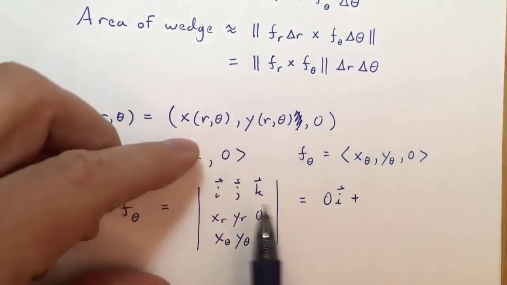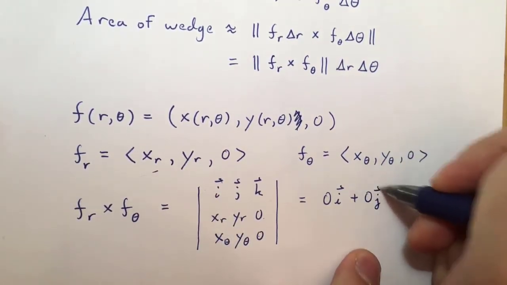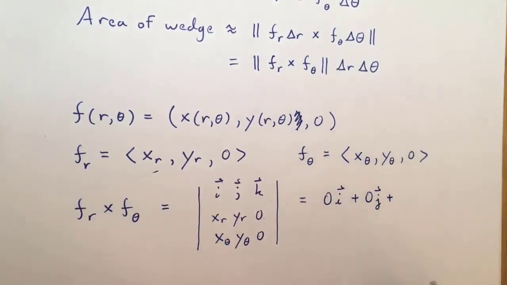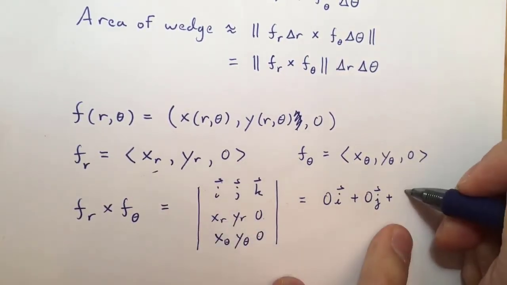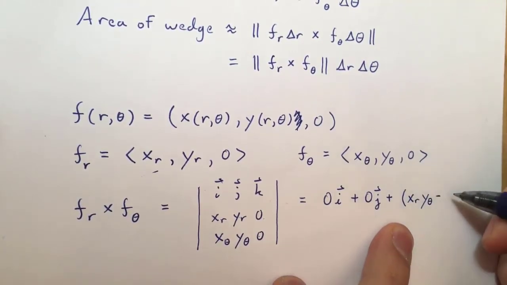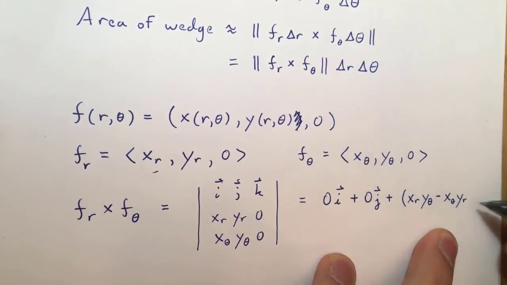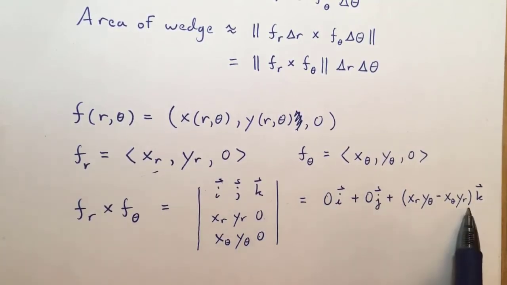What about the j component? Well, now I take xr times 0 minus 0 times x theta. And actually I take the negative of that, but it doesn't matter because it's 0. So I get 0 j component. And then what happens when I go to the k component? I get xr y theta minus x theta yr. Okay, that's not 0, not necessarily. xr y theta minus x theta yr, and that's the k component.